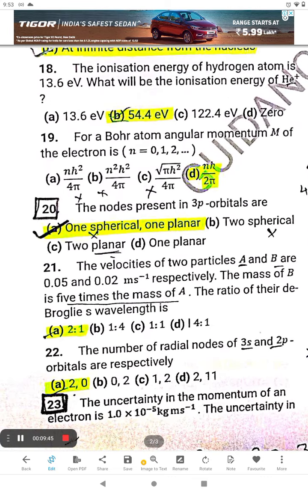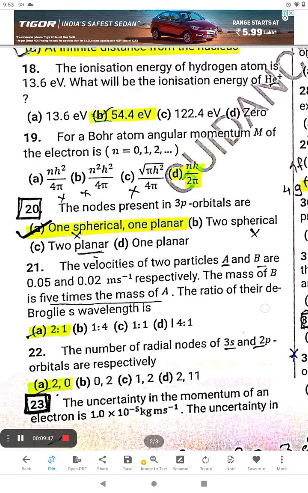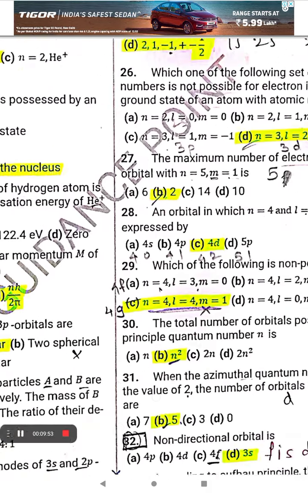Then 23rd: the uncertainty in momentum of an electron is 1 into 10 raised to minus 5 kilogram meter per second.